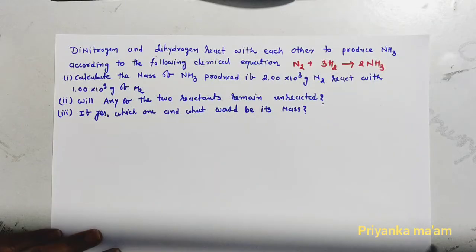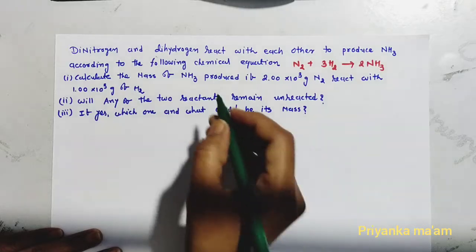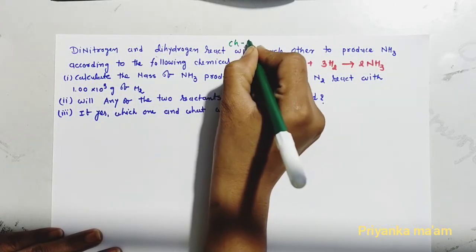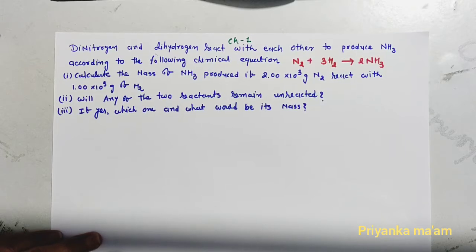Hello dear students, this numerical depends upon the limiting reagent topic. This is from chapter 1. First of all, you have to know what a limiting reagent is. The reactant which gives the least amount of product on being completely consumed is known as a limiting reagent.